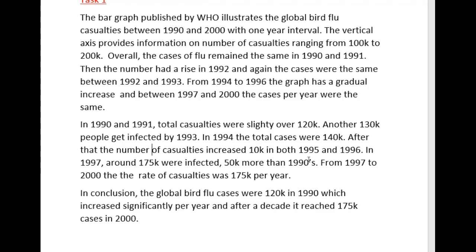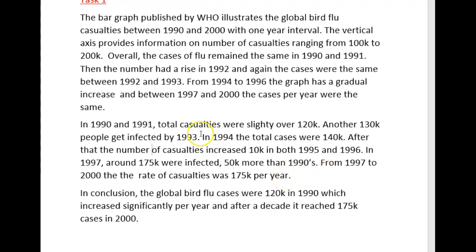Now, when I say critical thought, I don't mean that I want you to refer to things outside of the chart. So we don't want you to tell us why there was an increase in 1994. Okay, we don't want to know that kind of thing. But you do need to do a little more critical work with the data that you have.